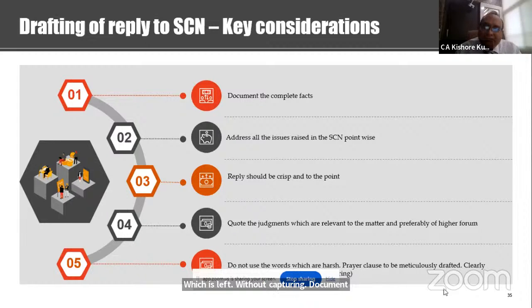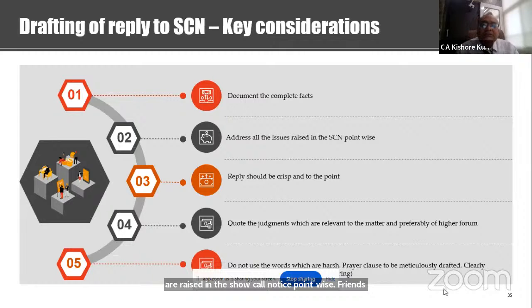Document all your facts clearly and completely. It is very important, friends. All the facts should be properly documented while drafting the response to a show cause notice. Then address all the issues which are raised in the show cause notice point wise. Friends, address all the issues.